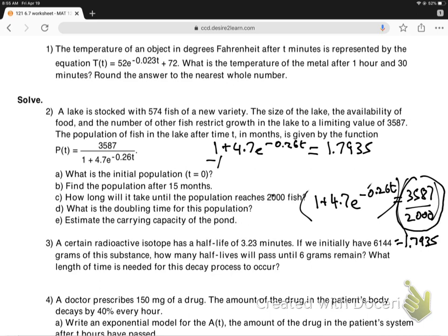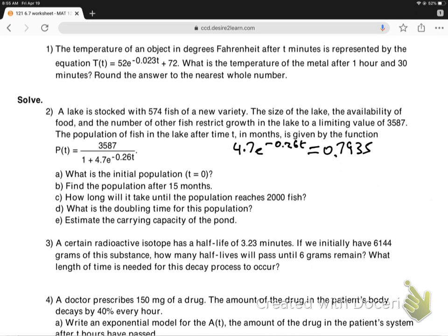So I'm going to take away a 1. If I take away a 1 from both sides, I'm going to erase that. All right, let me just write that again. So equals 0.7935. I just took away 1 from both sides. I'm now going to divide both sides by the 4.7 to get rid of that.